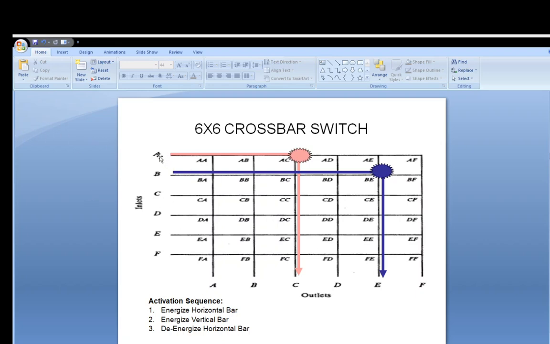As we can see in this figure, suppose A is energized and then after C is energized, then a call will be set up between A and C, and then after A will be de-energized.